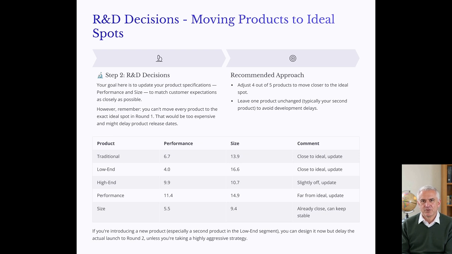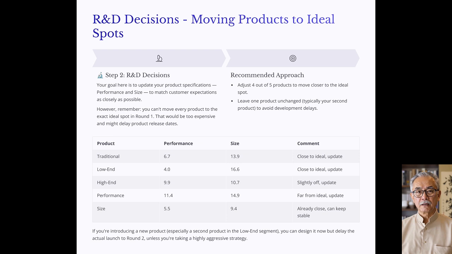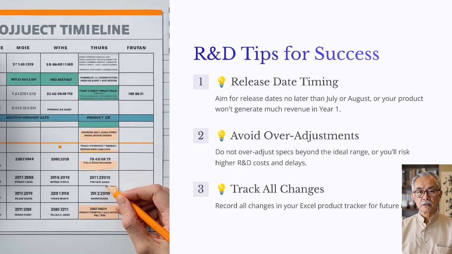Can keep stable if you're introducing a new product, especially a second product in the low-end segment. You can design it now but delay the actual launch to Round 2, unless you're taking a highly aggressive strategy. R&D tips: aim for release dates no later than July or August, or your product won't generate much revenue in year 1. Do not over-adjust specs beyond the ideal range, or you'll risk higher R&D costs and delays. Record all changes in your Excel product tracker for future rounds.